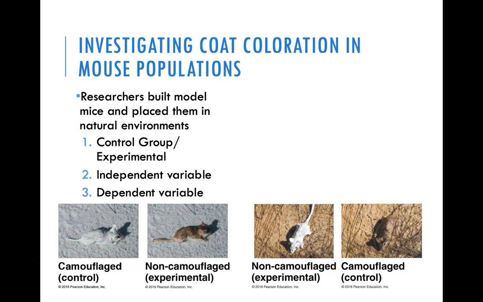The dependent variable then is how often those individuals with the different fur color are preyed upon. Remember, our hypothesis says that this fur color matches the environment because it protects against predation. So we need to measure something about predation. So we look at our independent variable fur color, and then we measure predation on each type of fur color.